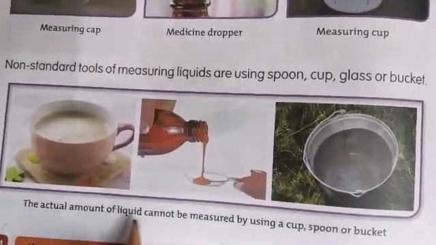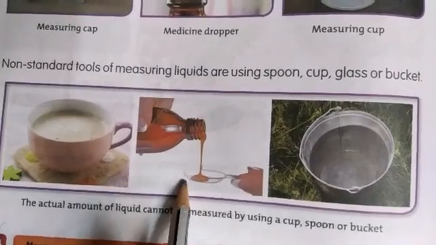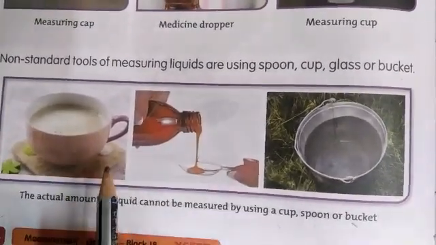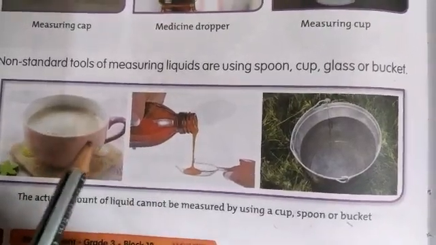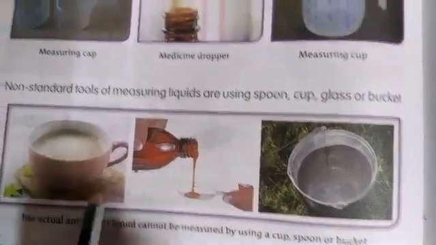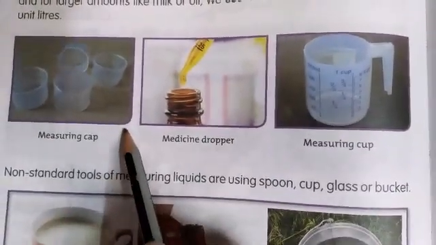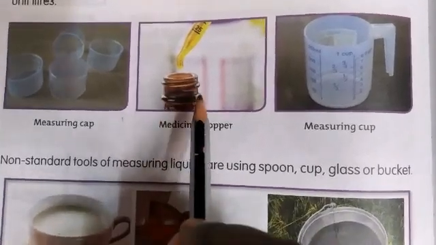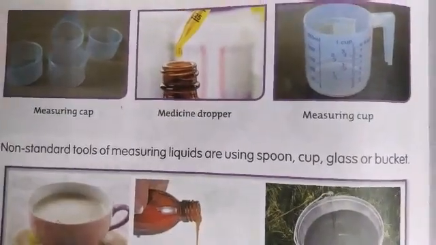So the actual amount of liquid cannot be measured by using a cup, spoon or bucket. So we cannot say the actual measurements of any liquids. So these are non-standard tools, whereas these are standard tools with which we can say the actual measurements of any liquids. Now see the practice questions, children.